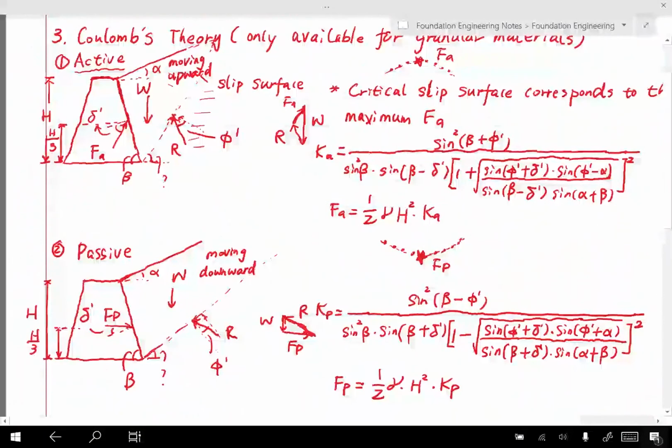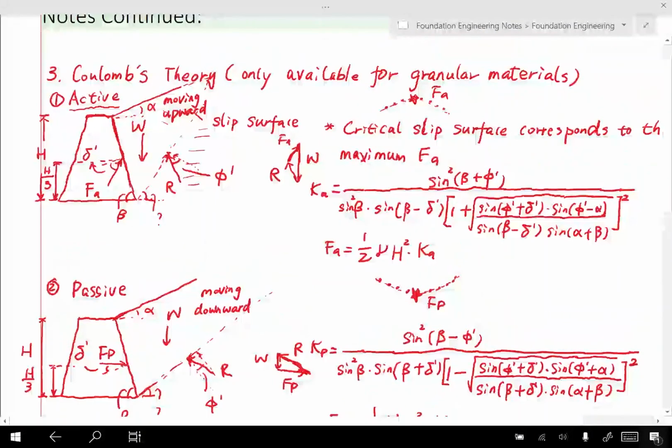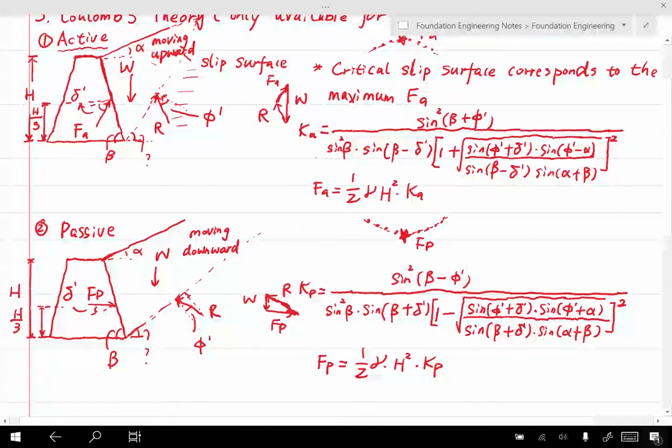This is the Coulomb's theory. The key again is the equation for Ka and the equation for Kp. As long as we know these two lateral earth pressure coefficients, we can calculate the Fa and Fp. That's the loading for designing earth retaining structures.